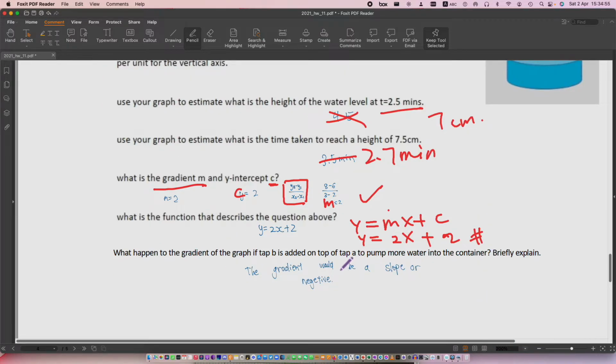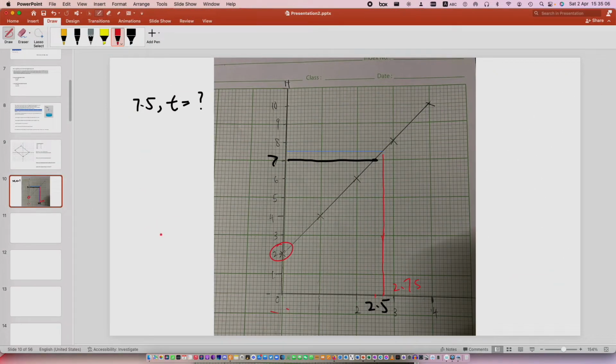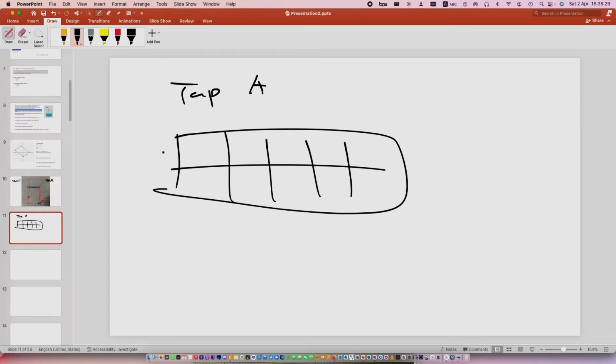So what happened to the gradient of the graph when the second tap is added? I just discussed this question with my student just now. Okay, so this is just with tap A, right? This is with tap A only, one tap. Okay, so now an additional tap. So what's going to happen? So tap A, what's the table? At t equals 0, the height is 2, right? So this is the original height from the container.